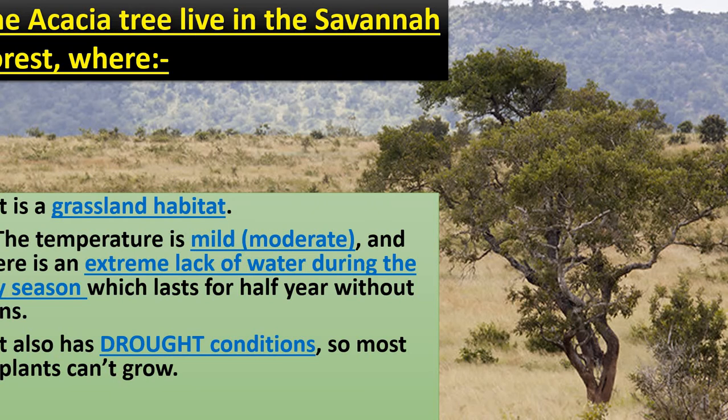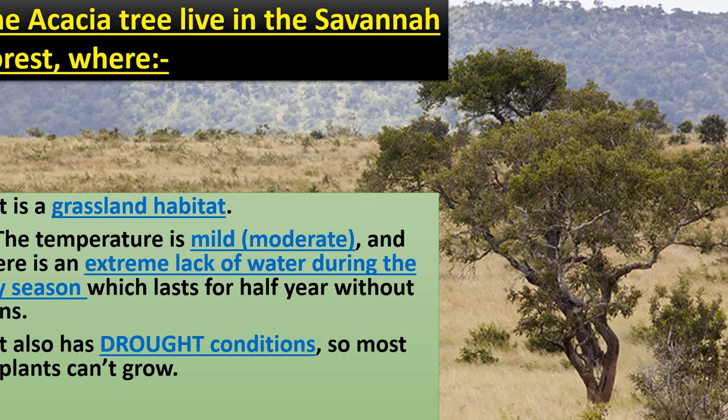But it has something. It has an extreme lack of water during the dry seasons. So it has a shortage of water in the dry seasons, which last for half a year without rain. It also has drought conditions, so most plants cannot grow. Okay, so it depends on the water that comes in only half of the year.